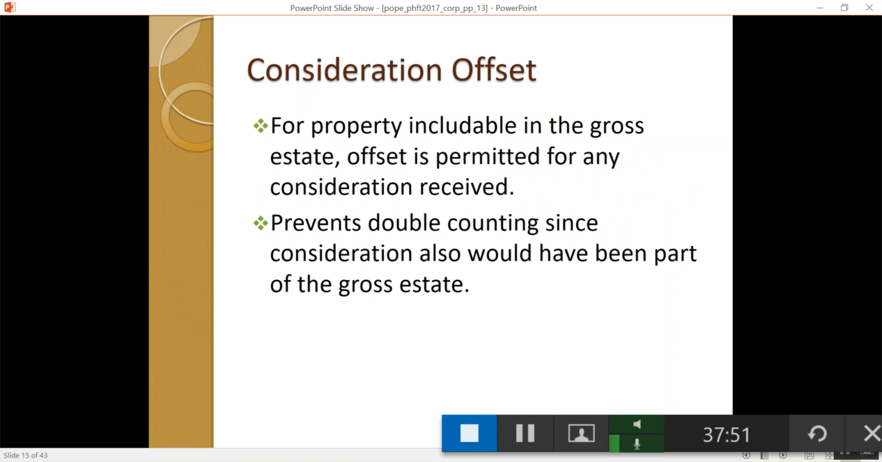I'm not going to cover this consideration offset concept. None of your problems cover it. And so I'm going to skip it.